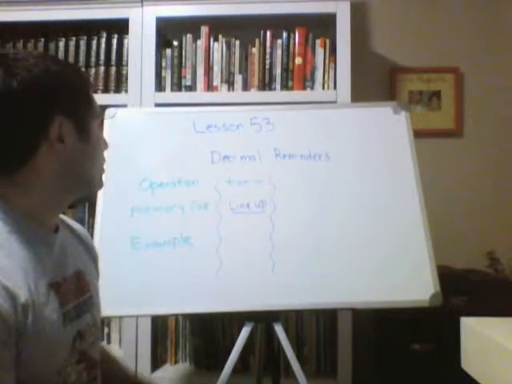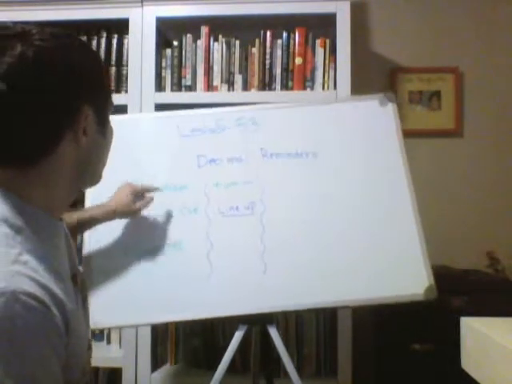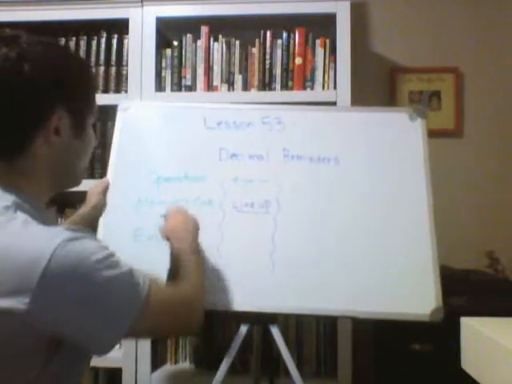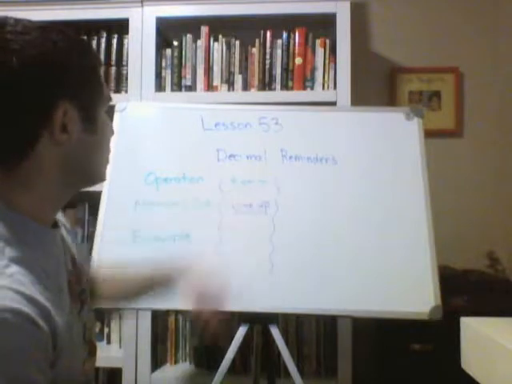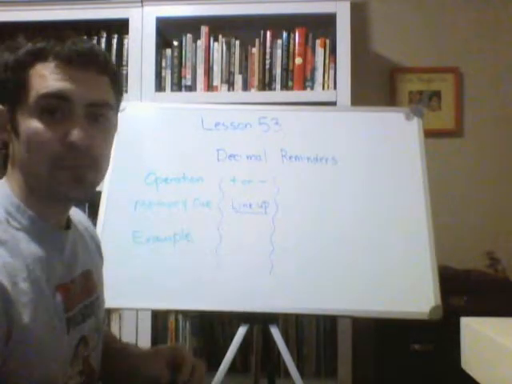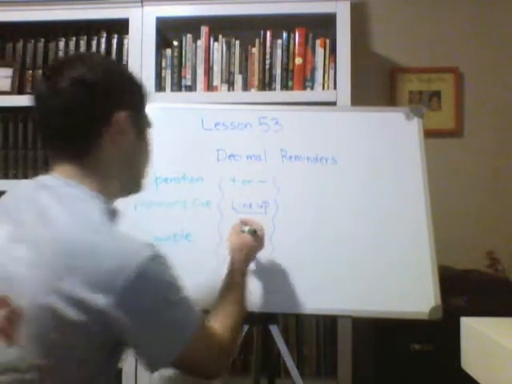Alright, here's the first part of the chart. Here we have operation, we have our memory cue, and our example. Now, if we're adding or subtracting decimals, you need to line up the decimal. Okay? So here's an example of that. Let me grab a blue marker.